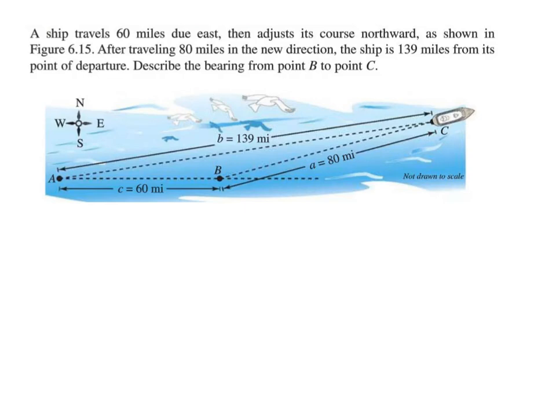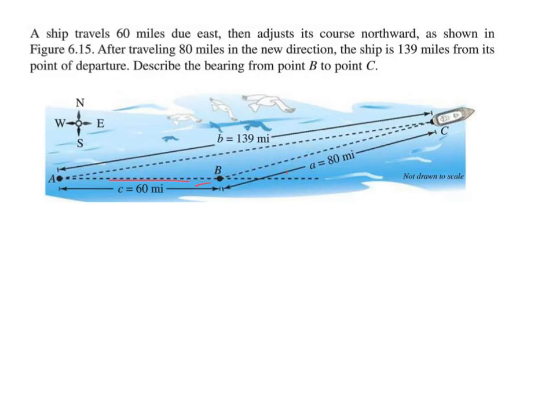Okay, one more problem. A ship travels 60 miles due east. It adjusts its course northward as shown. After traveling 80 miles in the new direction, the ship is 139 miles from its point of departure. Describe the bearing from point B to point C. So we are looking for the angle. Let's see, it was going this way, and then it turned up this way. So we are looking for this angle. Or we could be looking for from the north that way. Either way, we'll do it both ways.